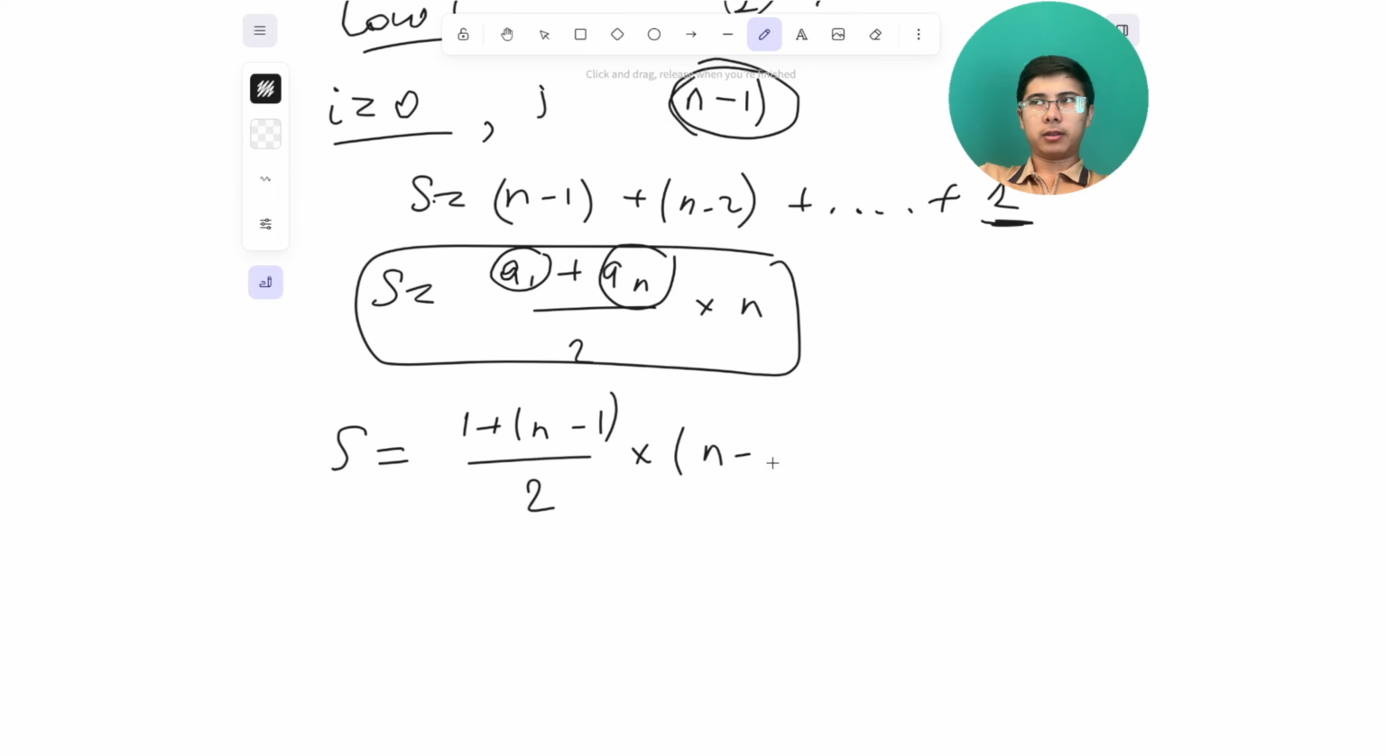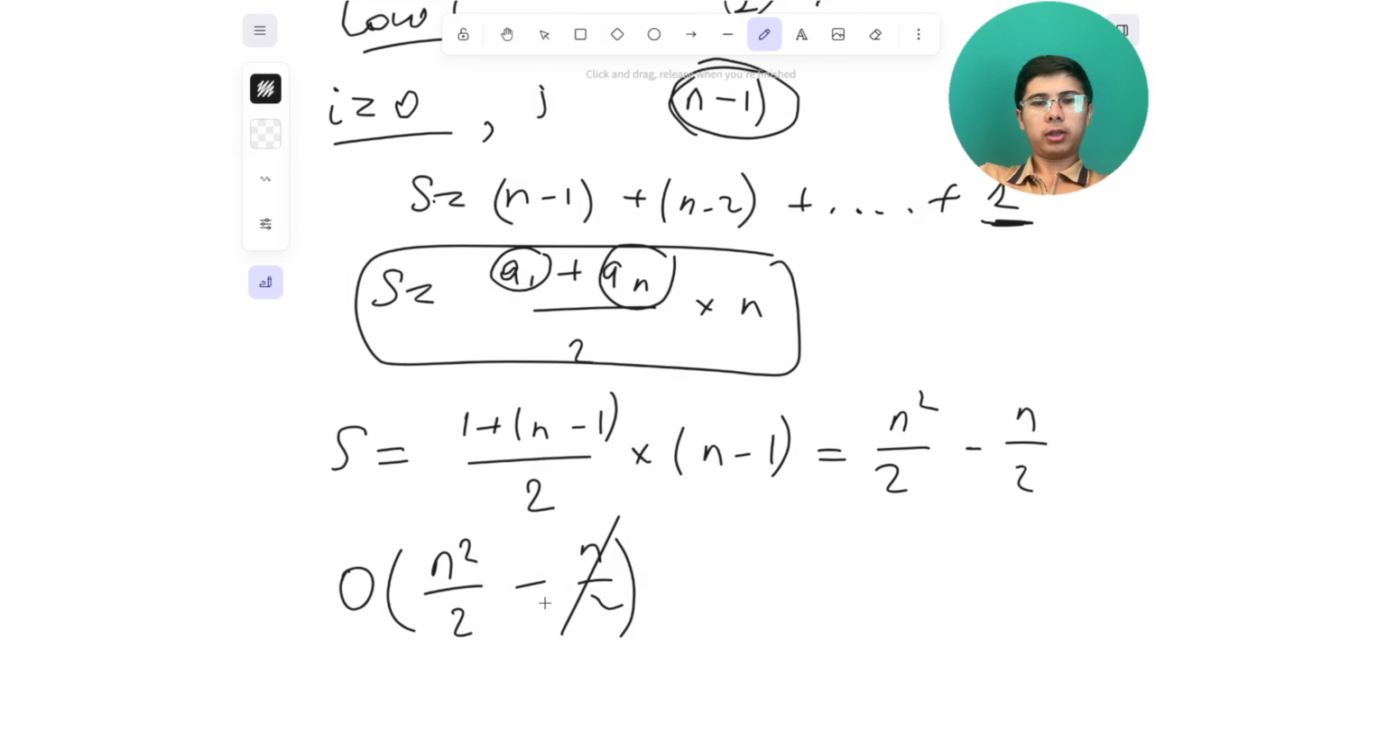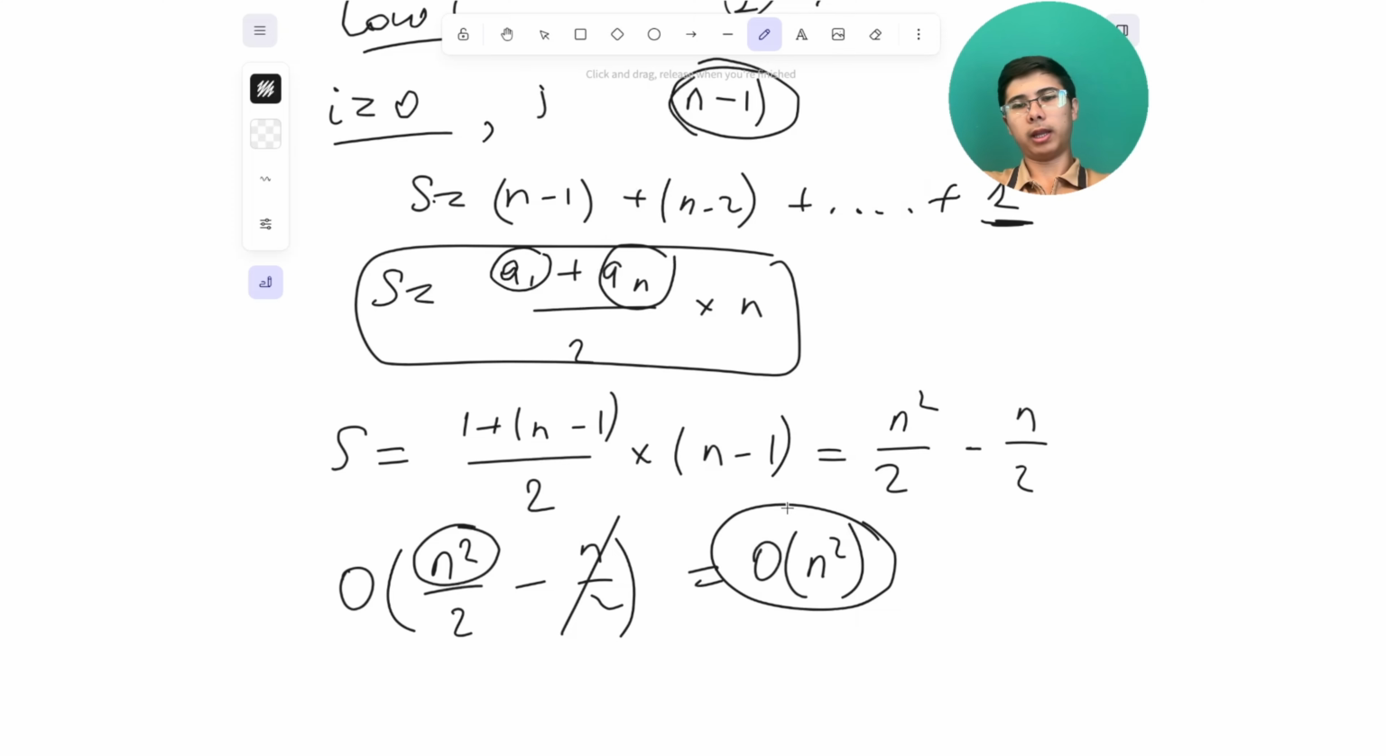Multiplied by n minus 1, and if we calculate it, we get n squared over 2 minus n over 2. Ignoring the constants and the lower order terms in big O notation, we ignore n over 2 because n squared is the highest order term. That's why we pick only the square, which is O(n squared). This proves why the algorithm has quadratic time complexity.